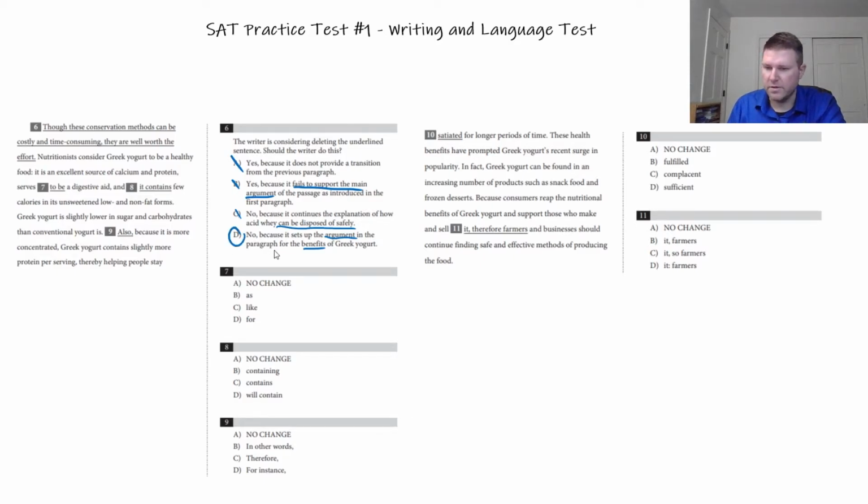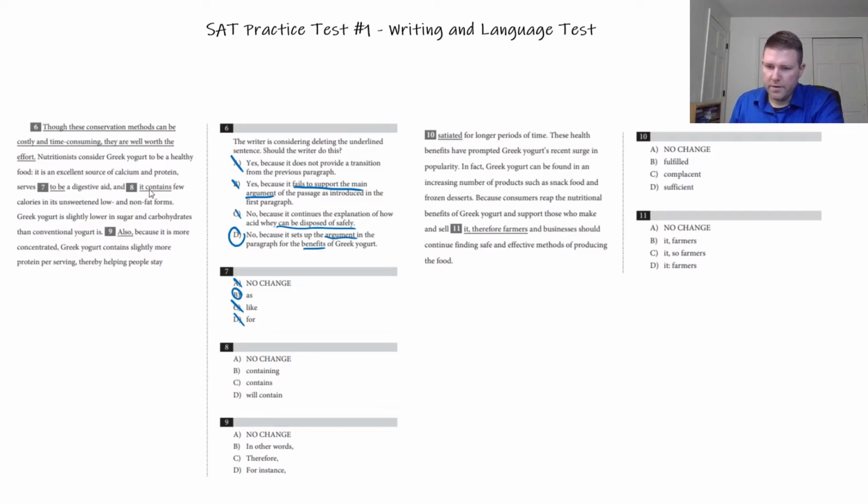So D is good. Now, if we look down here at 7, it is an excellent source of calcium and protein, serves to be a digestive aid. That doesn't sound very good, right? We can just cross that off right now. Serves as a digestive aid. Sounds good. Serves like a digestive aid. Serves for a digestive aid. This one you can do pretty much by ear. Serves like, serves for. No, it serves as, okay?